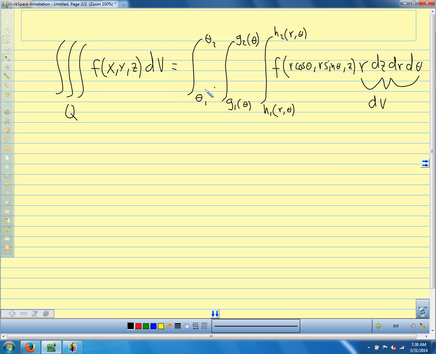And for this particular order of integration, theta varies from theta 1 to theta 2. r varies from g1 of theta to g2 of theta. And z varies from h1 of r and theta to h2 of r and theta.